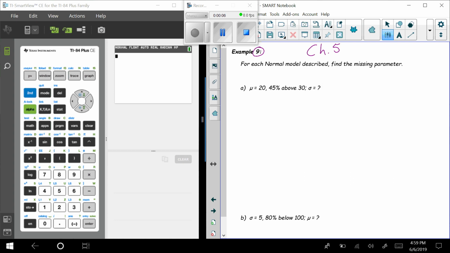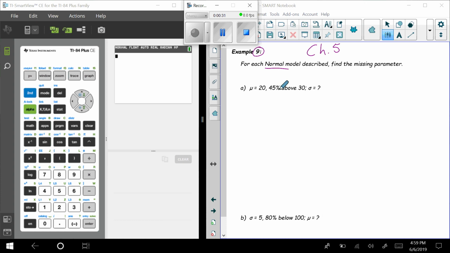This will be the last example we have in chapter 5, and we're going to find some missing parameters when we have a normal model. So it does say that there's a normal model, right? It gives us a mu, it gives us 45% above 30, and we're wondering what is the sigma.